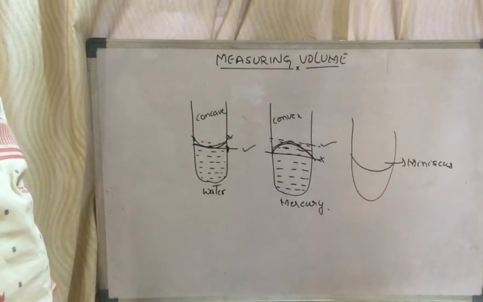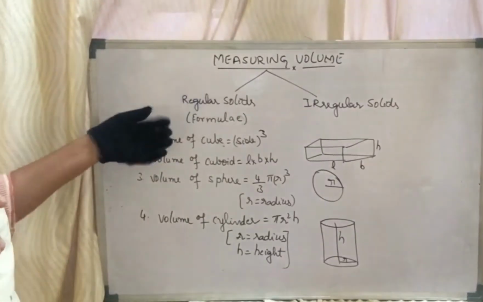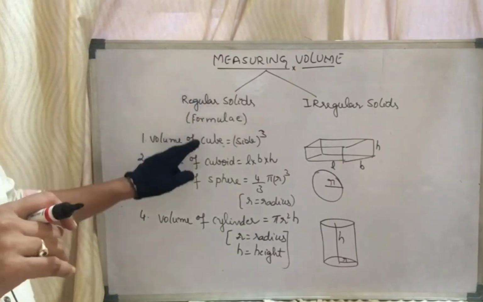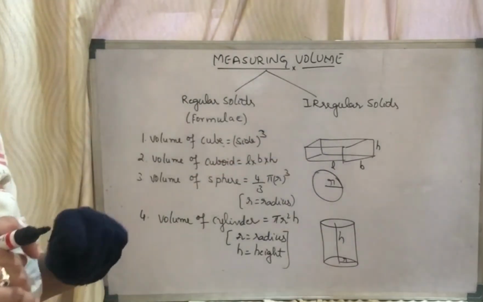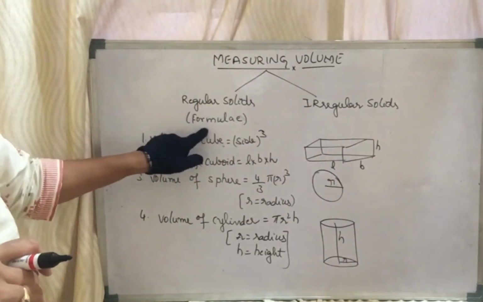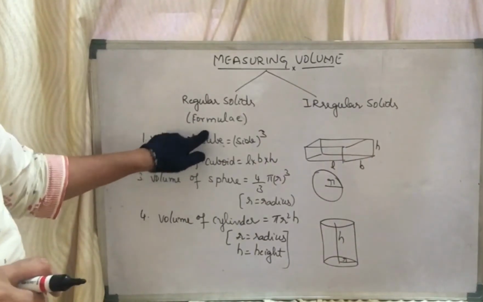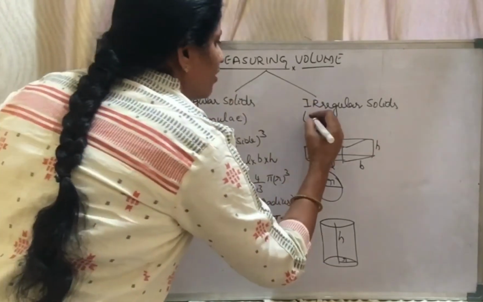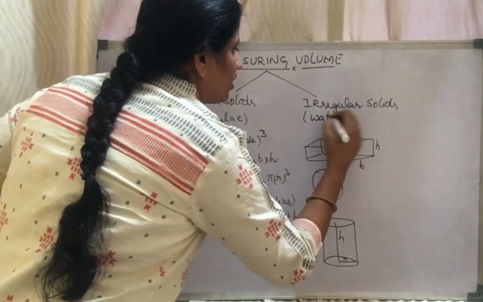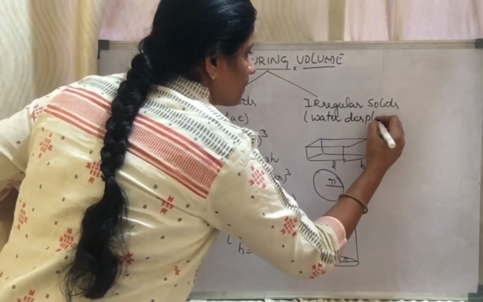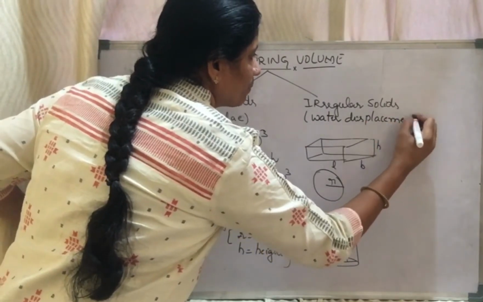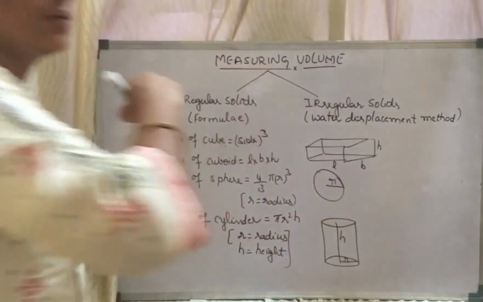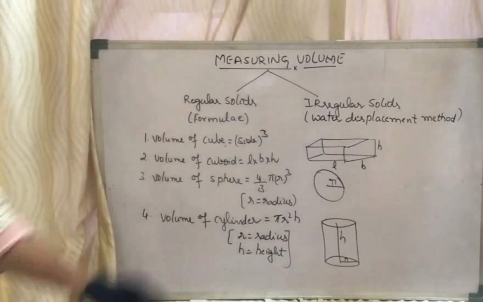We shall move to the next one now. So now let us see how to find the volume of regular solids and the volume of irregular solids. The volume of regular solids we can find with the help of formulas, whereas irregular solids we can find with the help of the water displacement method. Children, this is an important bit.